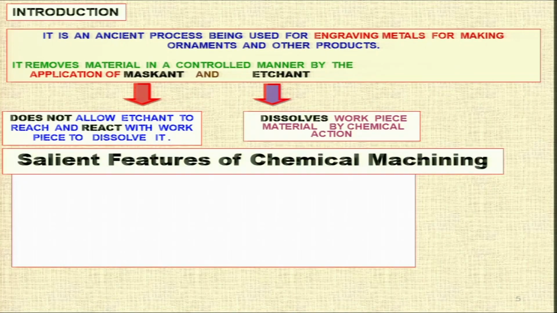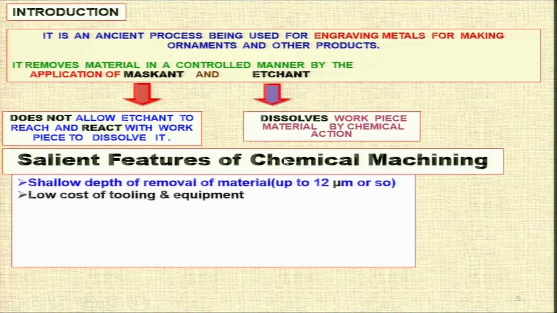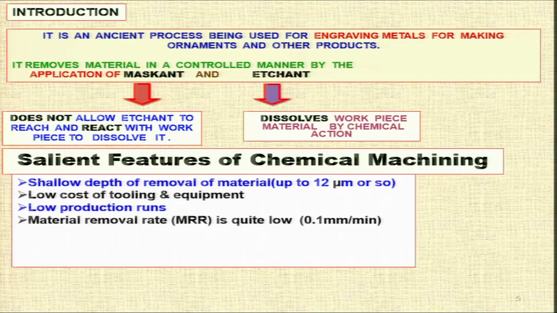Some salient features of chemical machining are as follows. It can give you shallow depth of removal of material, normally in terms of microns, as good as up to 12 micron or so. Low cost of tooling and equipment, low production runs, and material removal rate is quite low, 0.1 millimeter per minute. So this clearly indicates that it is not for bulk material removal, rather it is just for creating micro nano features on the component.